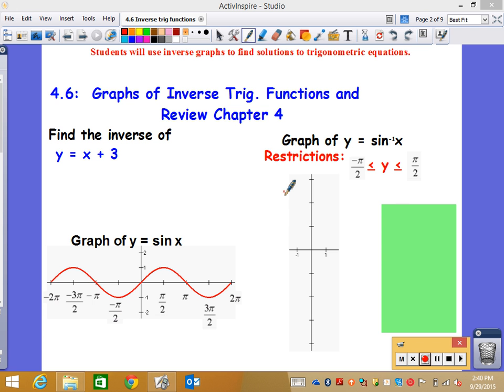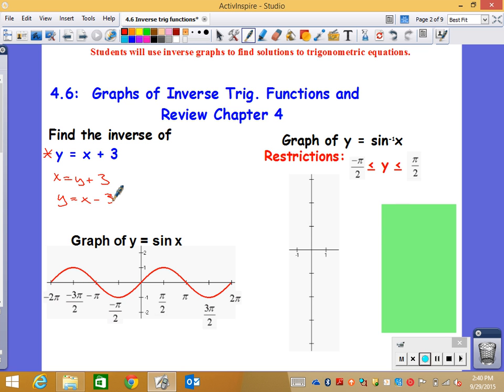So let's find the inverse function of y equals x plus 3. A couple ways we did this. The first way was, hey, we can just interchange x and y. So I get x is equal to y plus 3. And then what do we do? We solve for y. So we subtract 3 from both sides. We get y equals x minus 3. And that's the inverse of x plus 3.